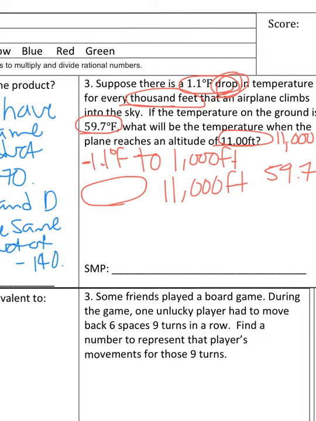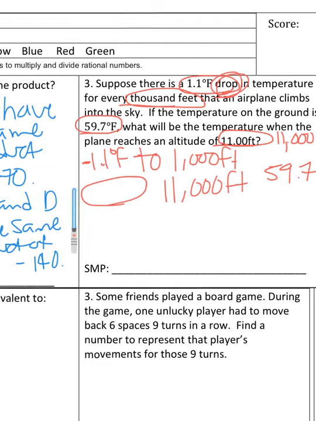You have an airplane, and it's at the ground. And on the ground, it is 59.7 degrees Fahrenheit. So let's say that we're leaving from the San Bernardino airport that's across the street or down the street. And it's 59.7 degrees Fahrenheit outside. Well, when the plane takes off, every 1,000 feet that it goes up into the sky, it's getting colder and colder by 1.1 degrees Fahrenheit. So you're subtracting every 1,000 feet, you're subtracting 1.1. And then you go to 2,000, you subtract another 1.1, and so on and so forth.